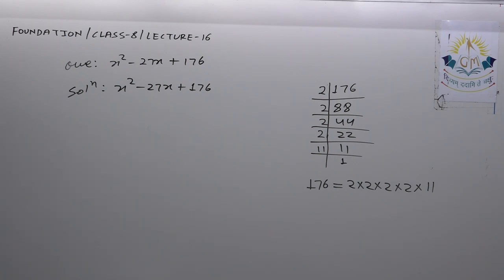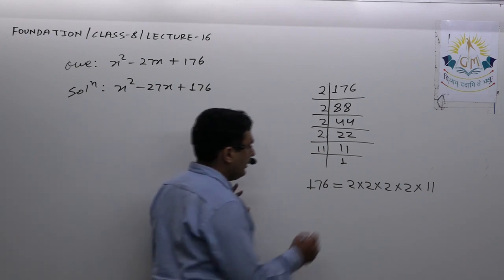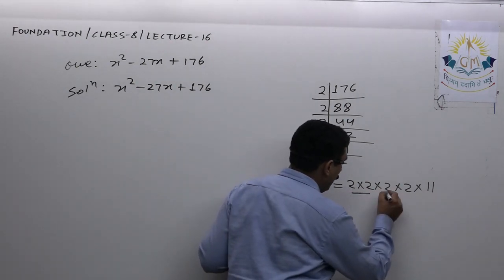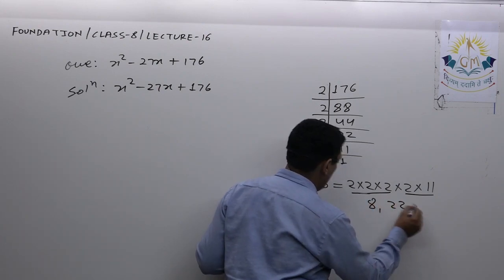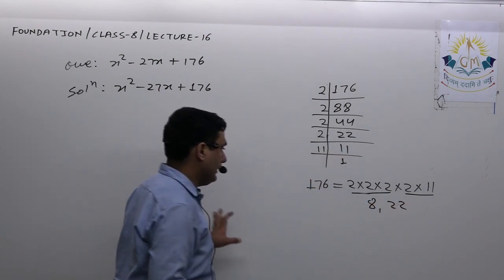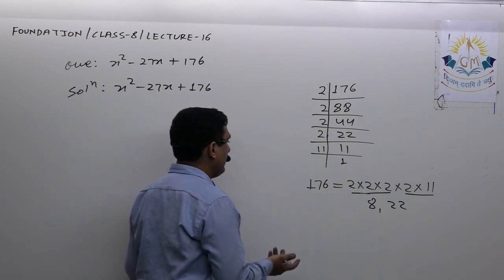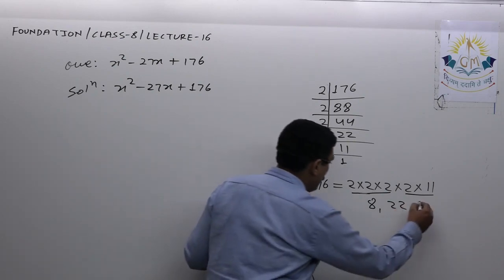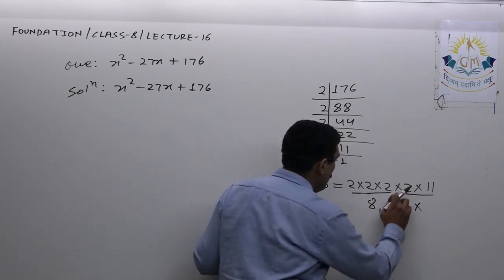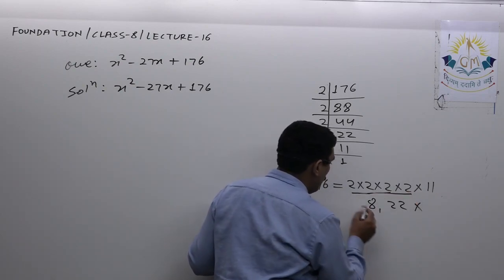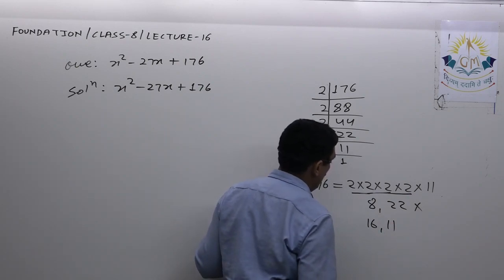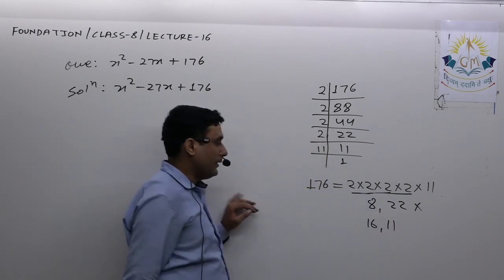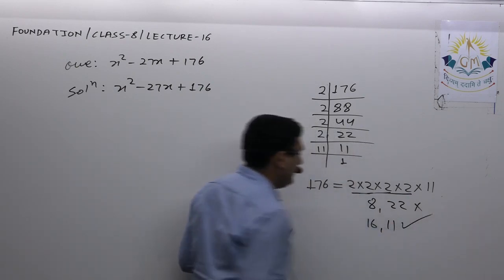Suppose I take these three and these two, it will be 8 and 22. Sum will be 30. Difference is definitely less than 30, but here we need 27. So this is an incorrect combination. Now suppose I take these all, here it will be 16 and 11. Yes, their sum is 27. So this is the correct combination.